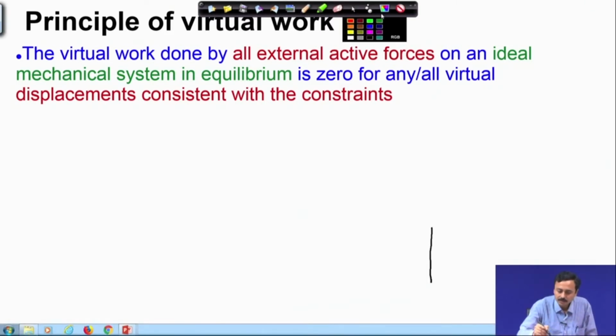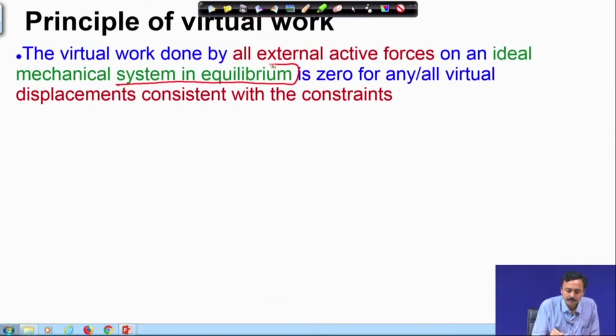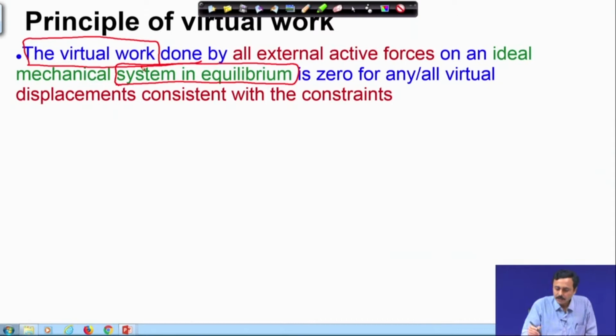Now, here I will point out certain keywords. First of all, the system is in equilibrium. Here by equilibrium I imply static equilibrium. The system is in static equilibrium. Secondly, here I have this concept of virtual work. And I also have this concept of virtual displacements.